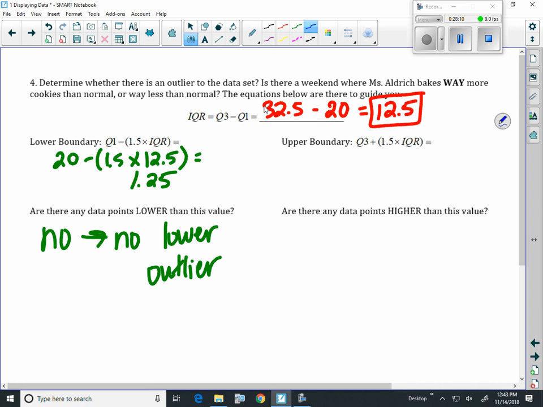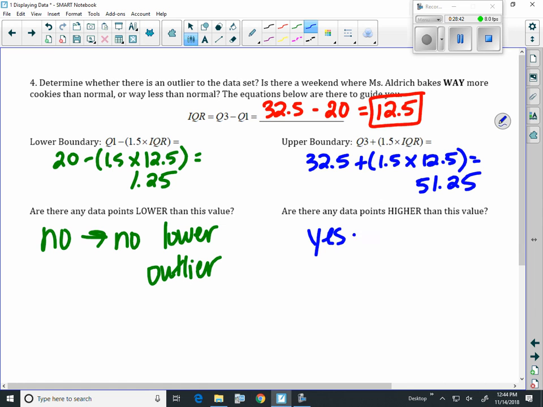Okay. Our upper boundary, what was quartile 3? 35. Are there any numbers bigger than 51.25? Yes. Which one's bigger? 58. Okay, this is our upper outlier.